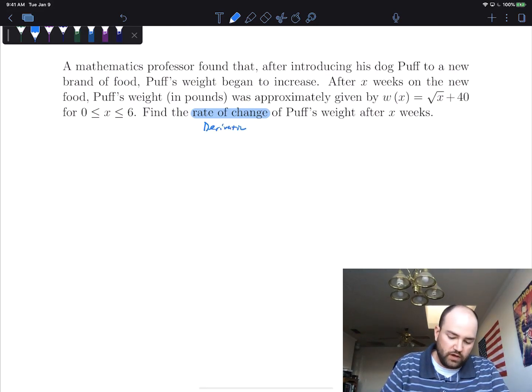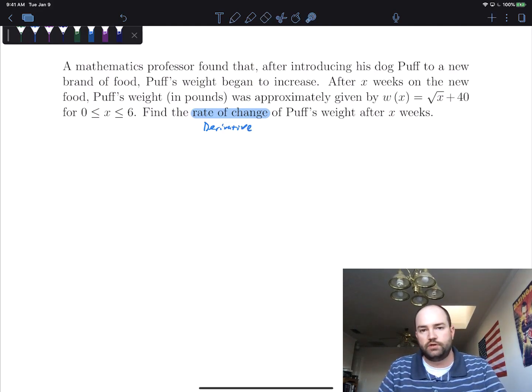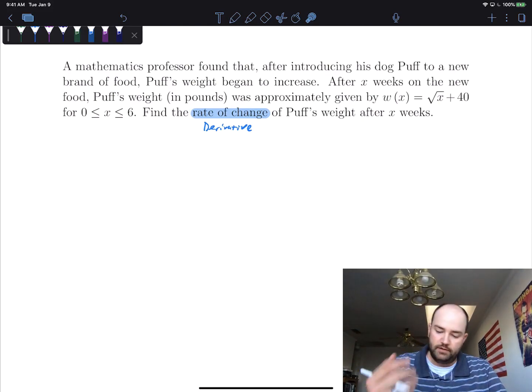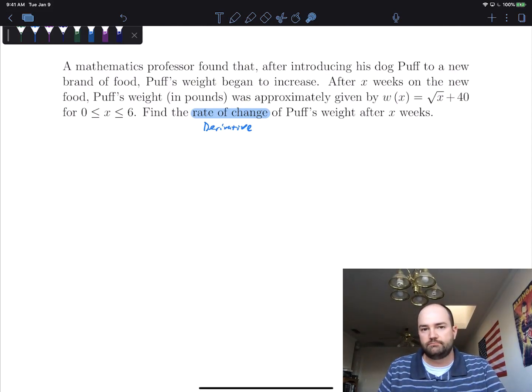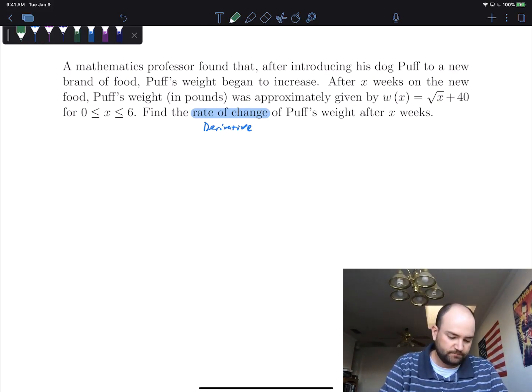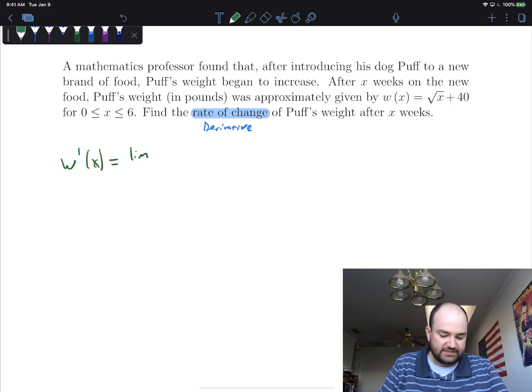Because it doesn't want after a certain number of weeks, it wants to know after every single number of weeks, after every single X weeks. So you don't want to do this an infinite number of times. Well, frankly, you don't have that much time, but you can do it once and you're done. So to do that, that really means we want to find W prime of X. And this is the limit as H goes to 0 of W of X plus H minus W of X and then all over H.